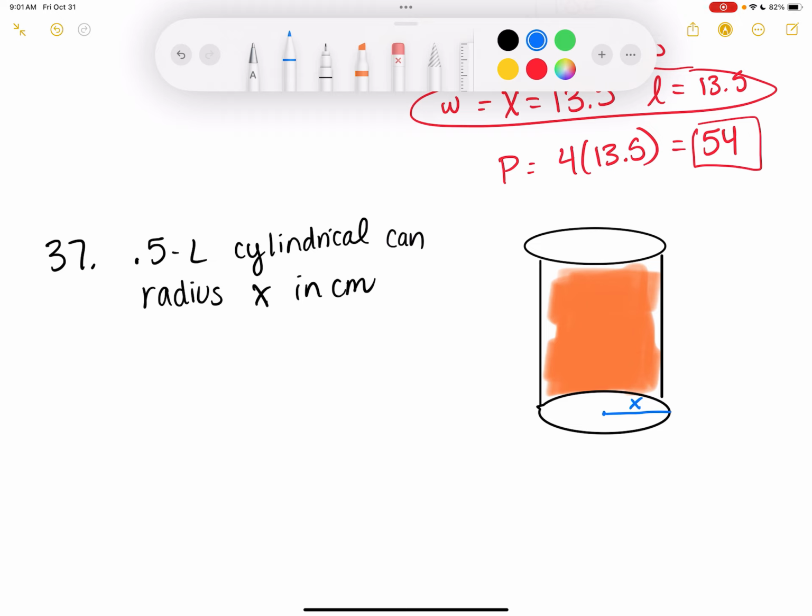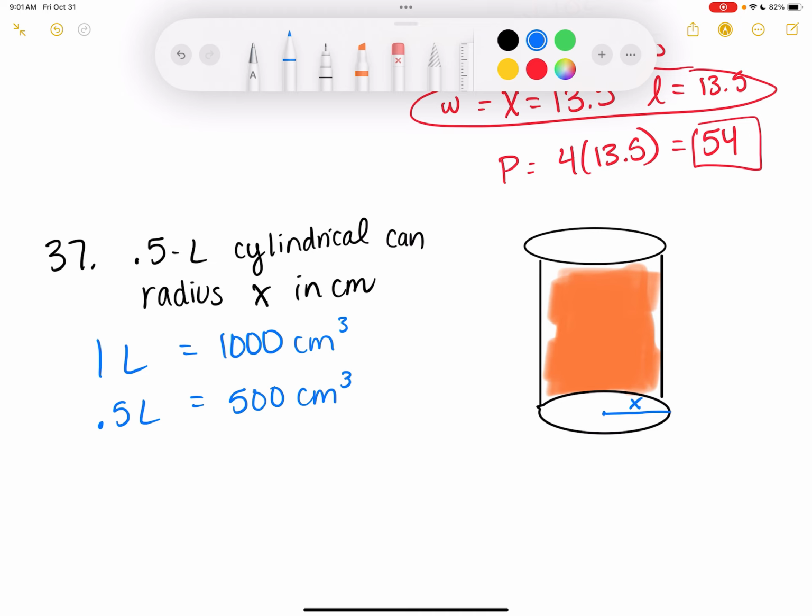All right, so this is more going to be a fun fact for you, but 1 liter is equal to 1,000 centimeters cubed. So 0.5 liters is 500 centimeters cubed then.